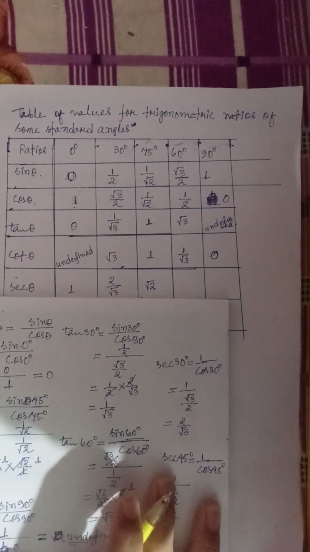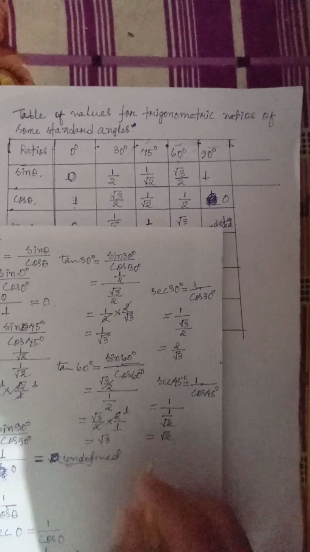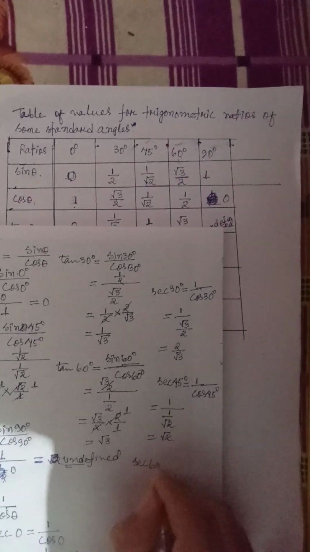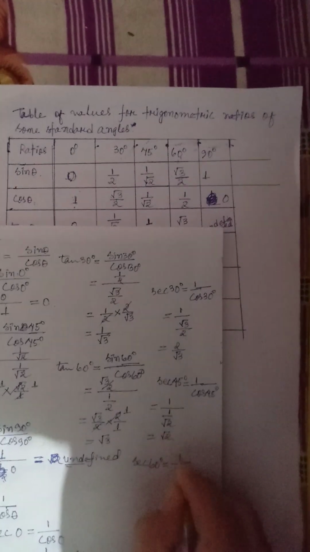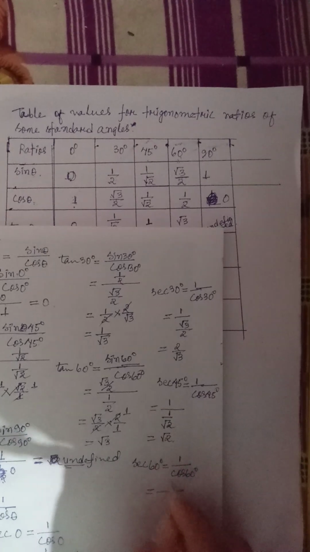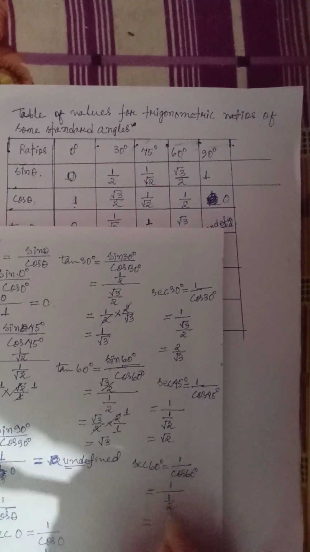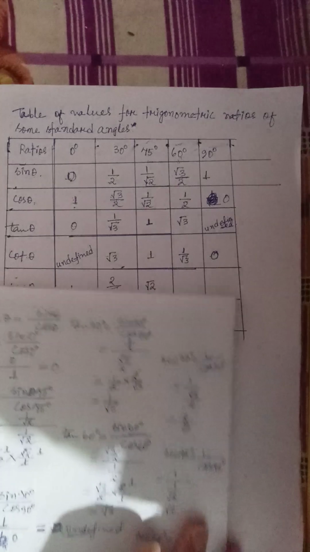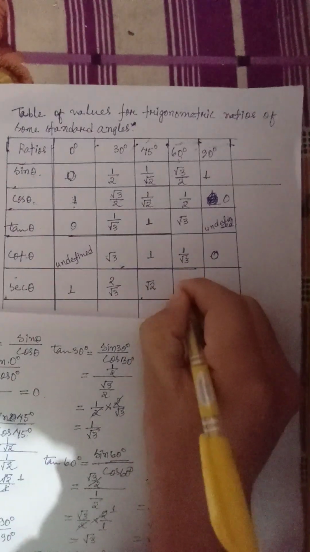Then let us move to sec 60 degree. Sec 60 degree will be 1 by cos 60 degree. What is the value of cos 60 degree? It is 1 by 2. And then whenever you bring this upside, it will be 2, right?